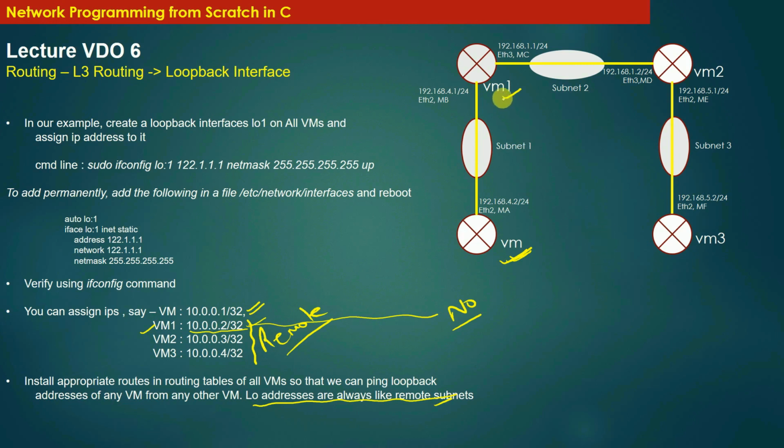Similarly, for virtual machine VM1, is there any local interface of VM1 which has an IP address that falls in the subnet 10.0.0.1/32? The answer is no. That is the reason that loopback addresses are always remote subnets with respect to any other machine in the network. Loopback addresses are always remote subnets.